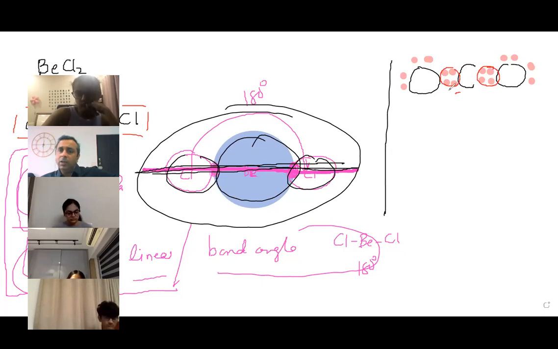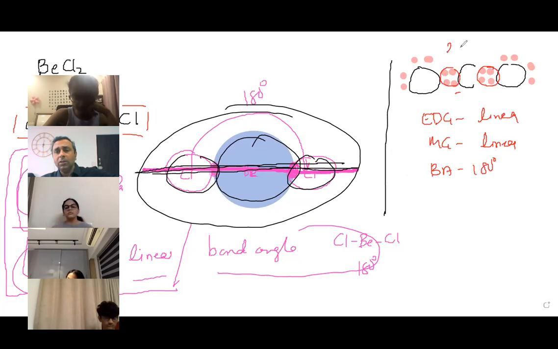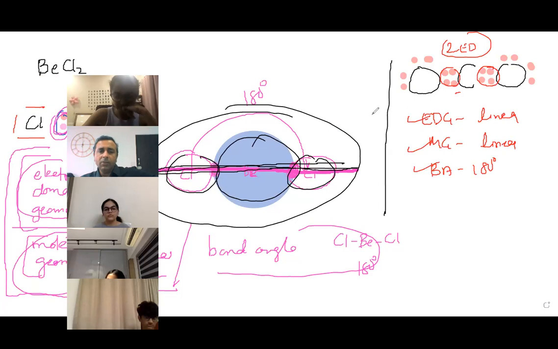So the electron domain geometry is linear. The molecular geometry is linear. And the bond angle is 180 degrees. Same statistics as BeCl2. Whenever you have 2 electron domains, it will be the same scenario. Does anybody have any questions before we go ahead?